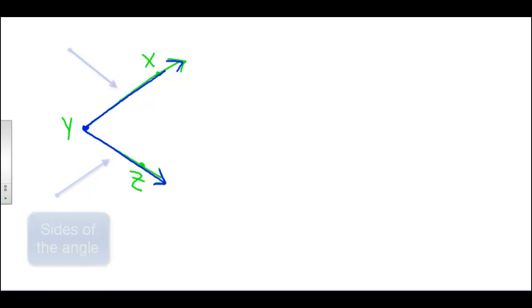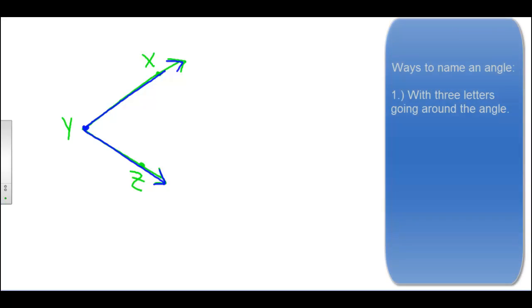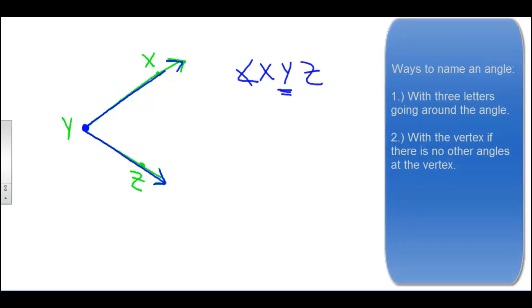When I want to name an angle, there are a few methods to do that. The most common way, and the way that will work every single time, is to use three letters going around the angle. I can call this angle XYZ. Notice when I name that though, I started on one side, and the letter in the middle here was my vertex. It was point Y. There is a second way to name an angle. If it's a very simple picture and there's really no other choices, I can get away with calling this angle angle Y. The reason I can do that is because there's nothing else to confuse it with. That method, however, does not always work.